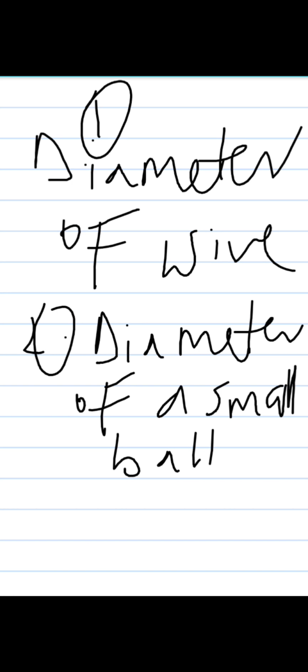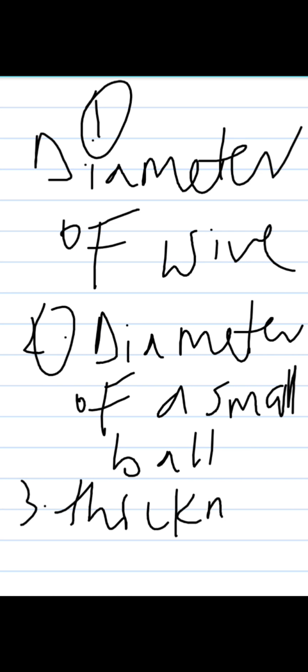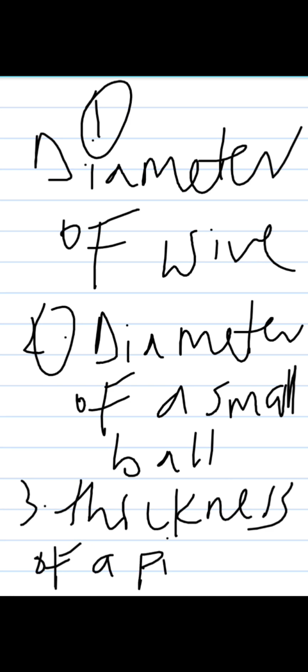So anything that is circular, like a ball, if you want to get the diameter, you make use of a micrometer screw gauge. Or if you want to get the thickness of a piece of paper, you make use of the micrometer screw gauge.